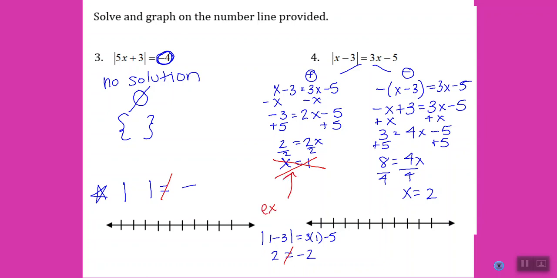It's called an extraneous solution. It's a solution that appears to be when I solve it, but when I plug it back in, it doesn't work.